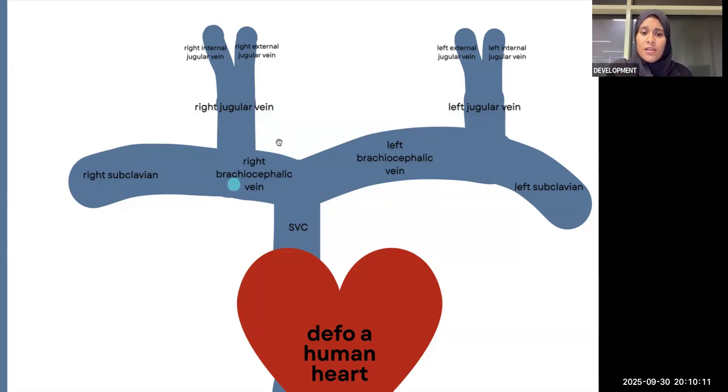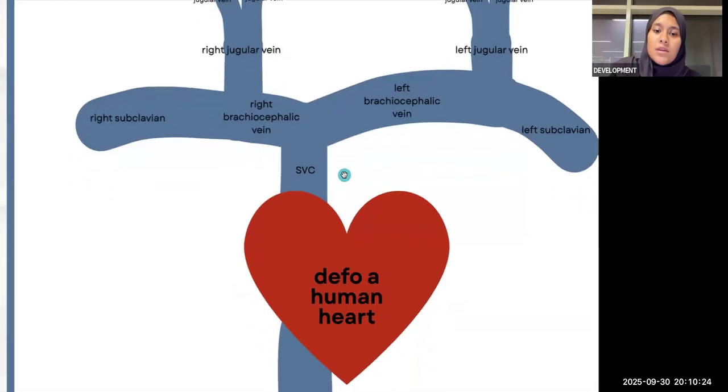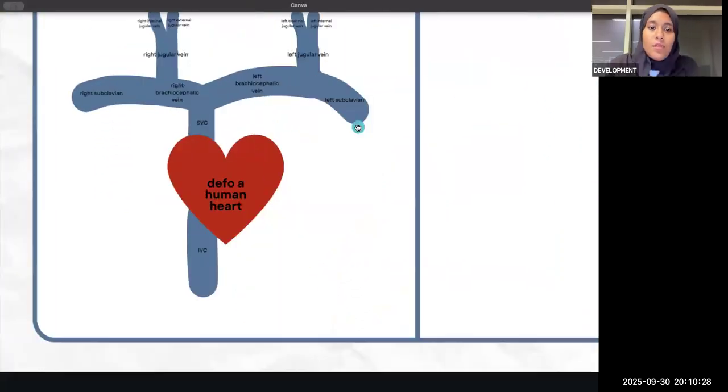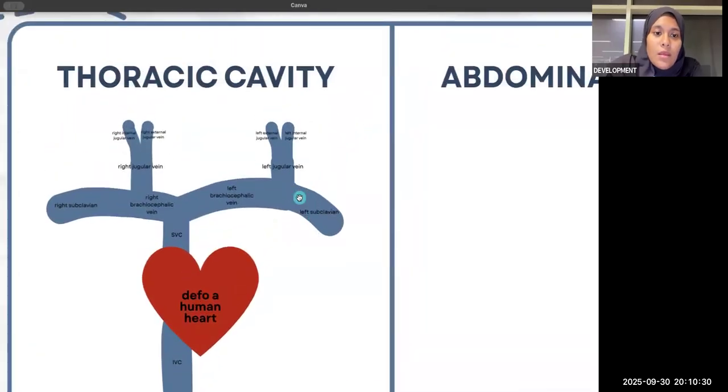So your right brachiocephalic vein is always shorter than the left brachiocephalic vein. You don't have to know the reasoning, but you have to know it's shorter, because they can point a pin on it and you have to mention right or left. And your SVC continues down to become the IVC, which is your inferior vena cava.